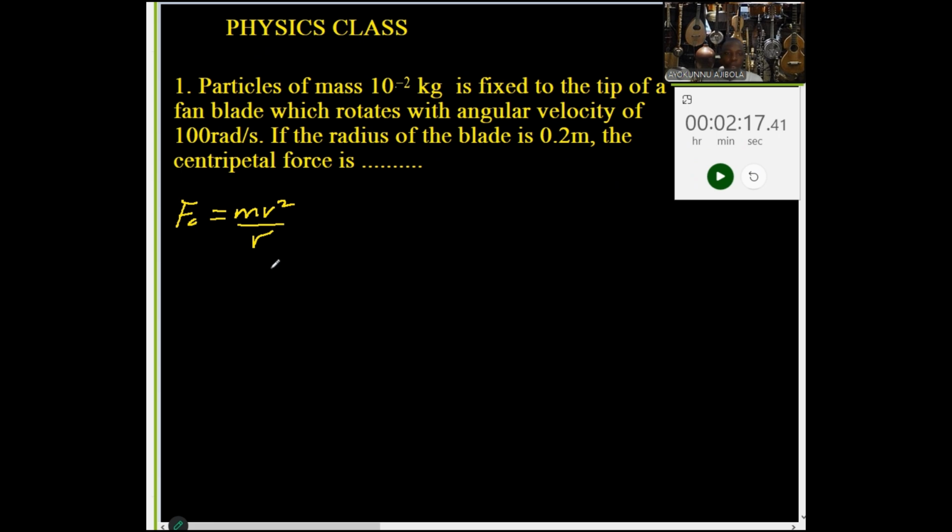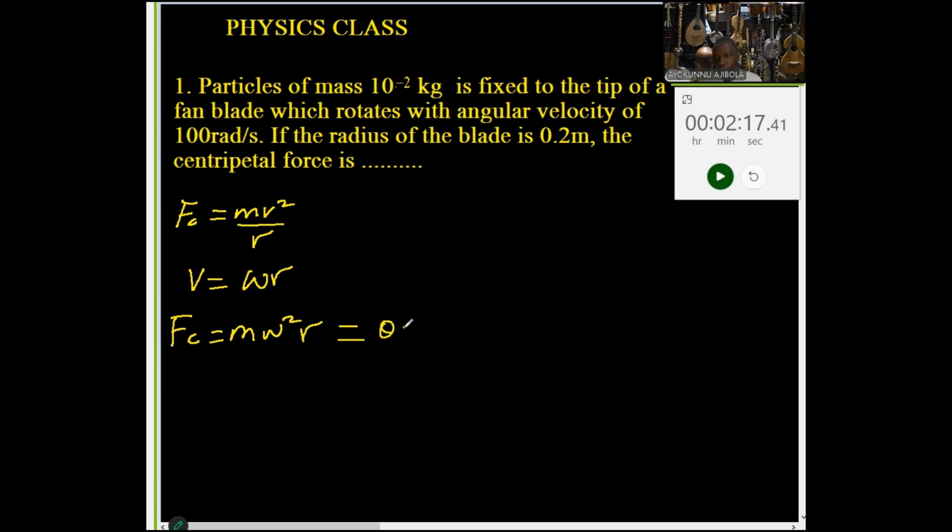Now since v is omega r, we will have centripetal force to be m omega square r, which is going to be: the mass is 10 raised to power minus 2, which is 0.01 in kilograms.